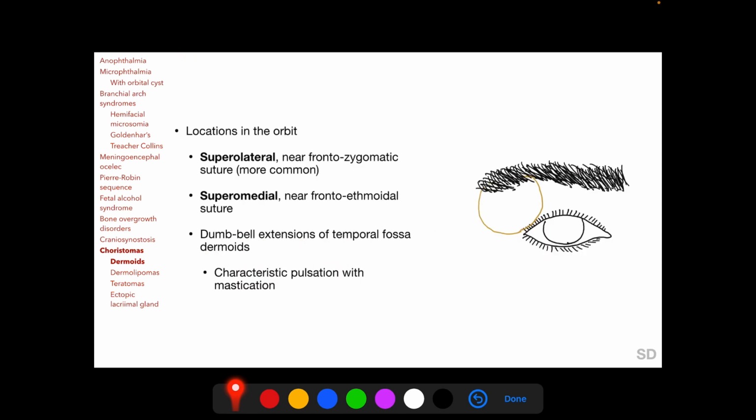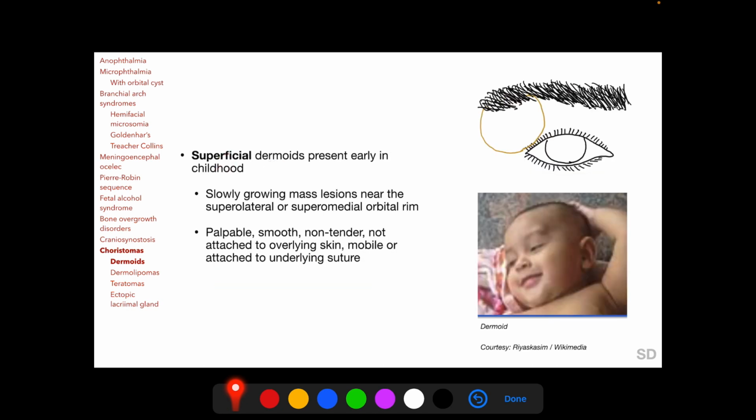Orbital dermoid cysts can be either superolateral or superomedial and can be either superficial or deep. Dermoids are more commonly found in the superolateral orbit as shown in this diagram near the frontozygomatic suture. Please see a photograph on the net because I could not find a typical non-copyrighted image of an orbital dermoid. Dermoid cysts can also occur in the superomedial orbit near the frontoethmoidal suture, and dermoid cysts of the temporal fossa can have dumbbell extensions into the orbit, and in this situation there is a characteristic pulsation of the globe with mastication. Superficial dermoids present early in childhood.